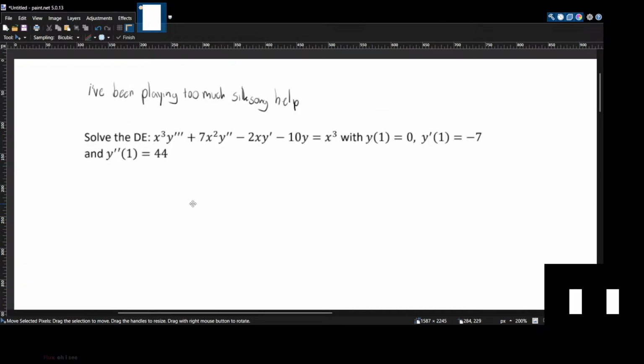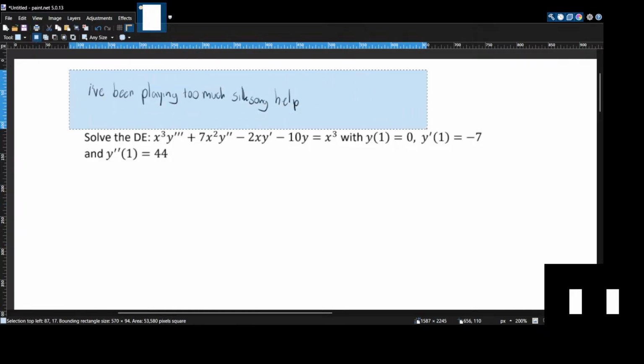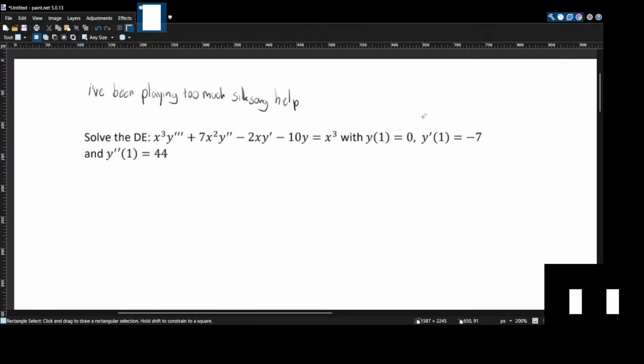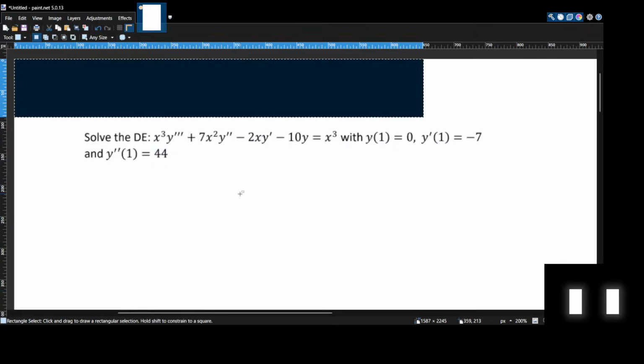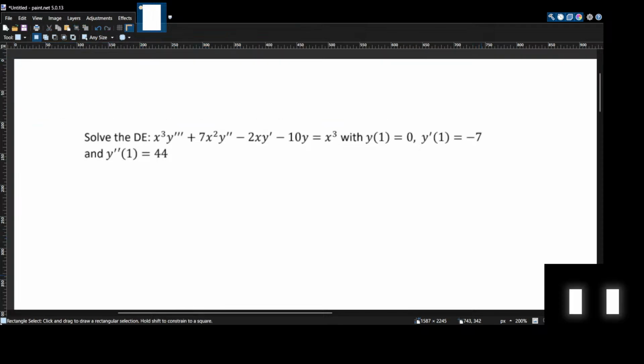Okay, so let's just get right into it. There's a bunch of homework that has to be done. Namely, we have this thing right here: the differential equation that we have to solve. Hold on, why did I block that thing out? Okay, so we have the differential equation that we have to solve.